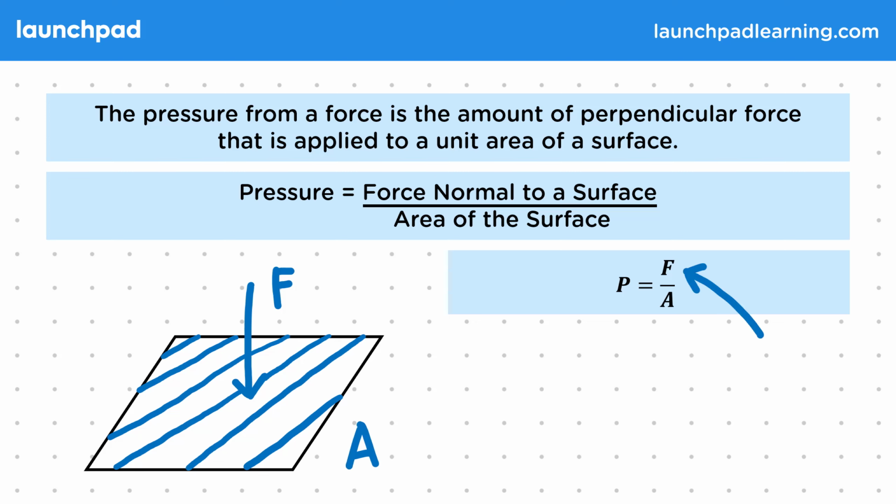The force is measured in newtons, the area is measured in meters squared, and then the pressure is measured in pascals. And 1 pascal is the pressure from a 1 newton force spread out over a 1 meter squared surface. We can also measure pressure in atmospheres, where 1 atmosphere is equal to the pressure from air at the Earth's surface, but we must convert to pascals for this equation. Let's have a look at an example.